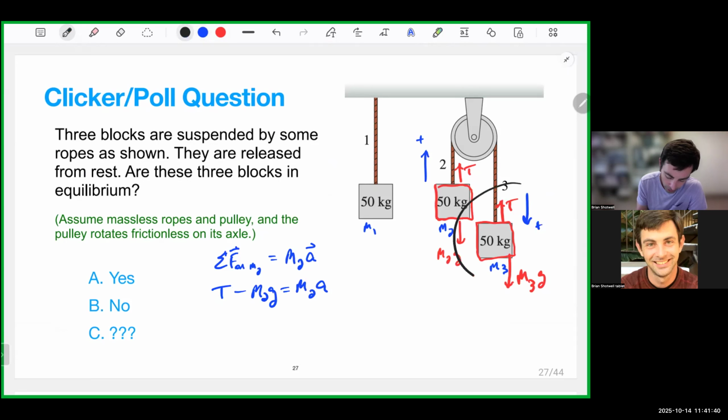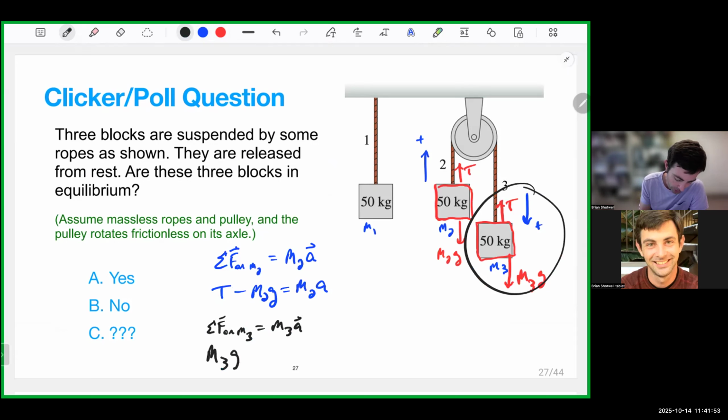And then for this block, now we're going to choose the downward direction to be positive. So the sum of the forces on M3 equal to M3 times its acceleration. And here down is positive, M3G minus T. So M3G is in the positive direction, tension's in the negative direction. So those are the addition of the two forces equals M3 times its acceleration. Now these are the same acceleration. If M2 is moving up with a positive acceleration, M3 is moving down with that same positive acceleration.